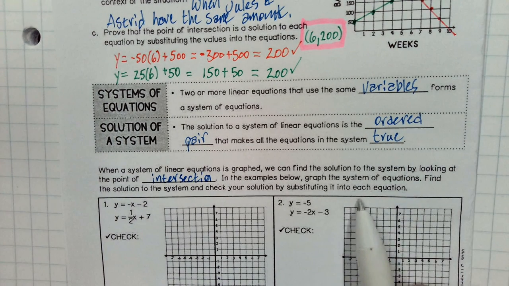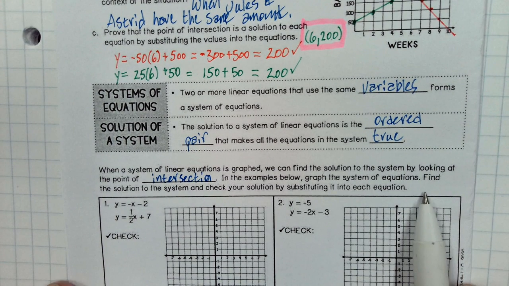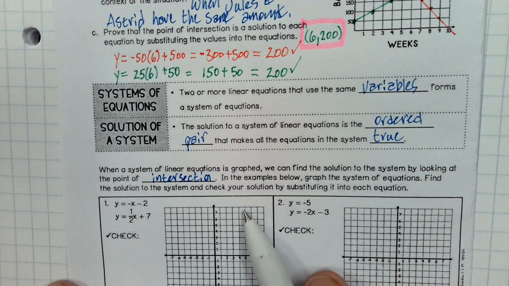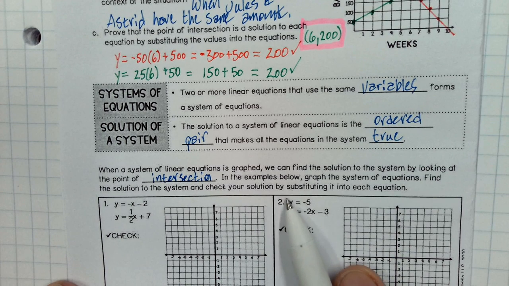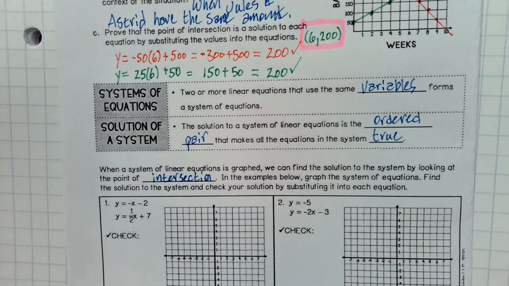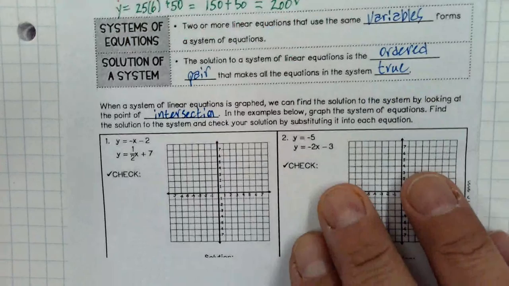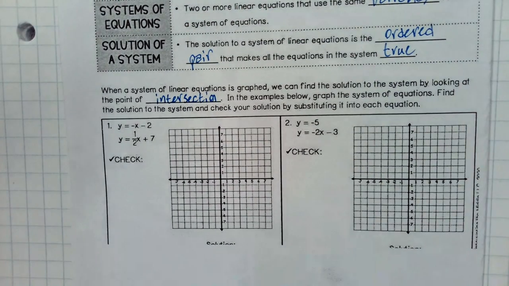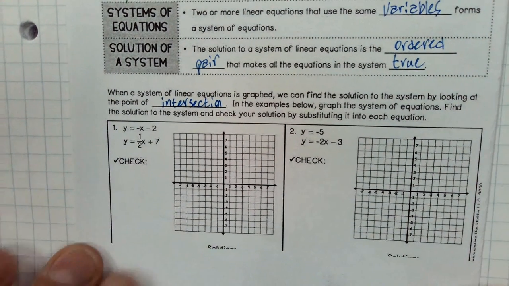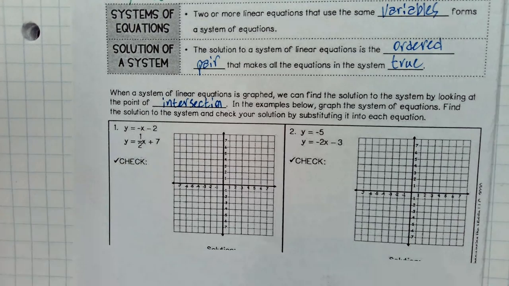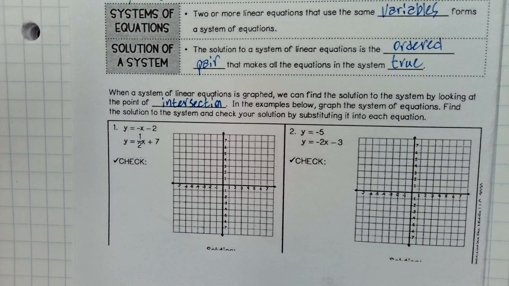In the example below, graph the system of equations, find the solution to the system, and check your work by substituting into the equation. Okay, so let's do this. So we got two equations, right, for number one, and we're going to graph them. We're going to do this by just finding the slope and the y-intercept. Okay?